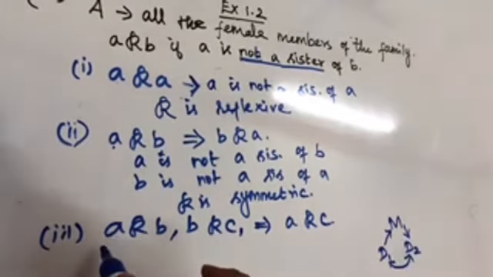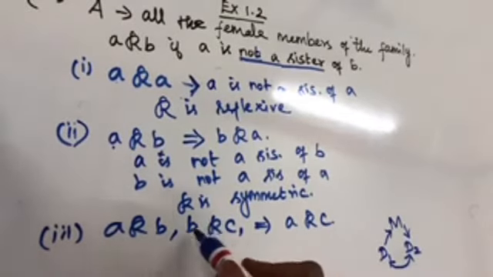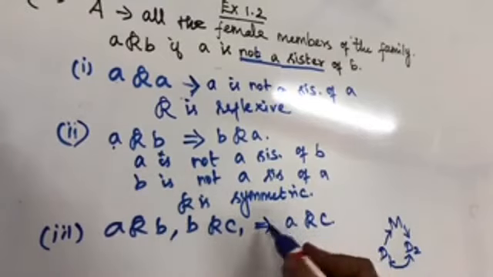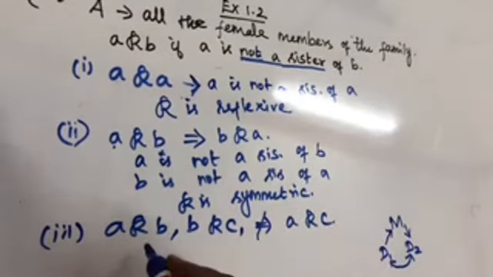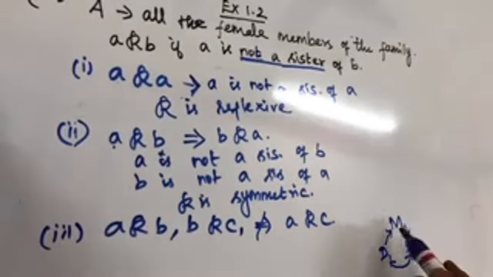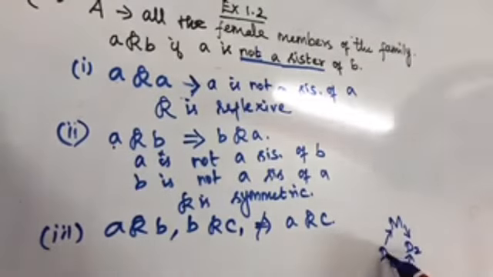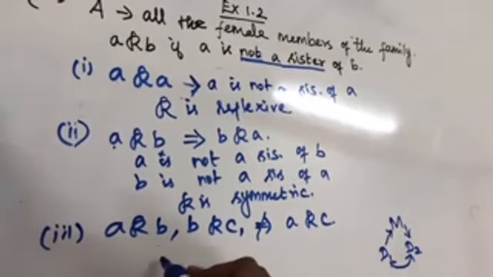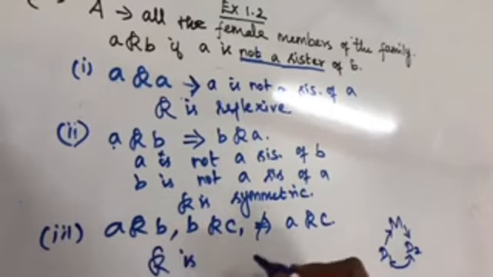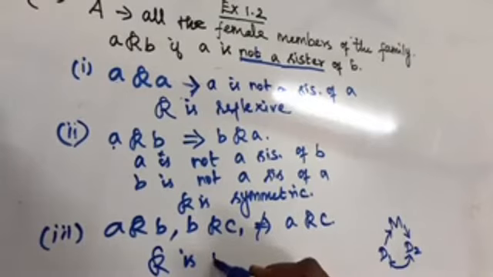So, A may be related to B and B may be related to C, but it doesn't imply A is related to C. Here A is not the sister of B and B is not the sister of C, but A is the sister of C. So, it doesn't imply. That implies R is not transitive.